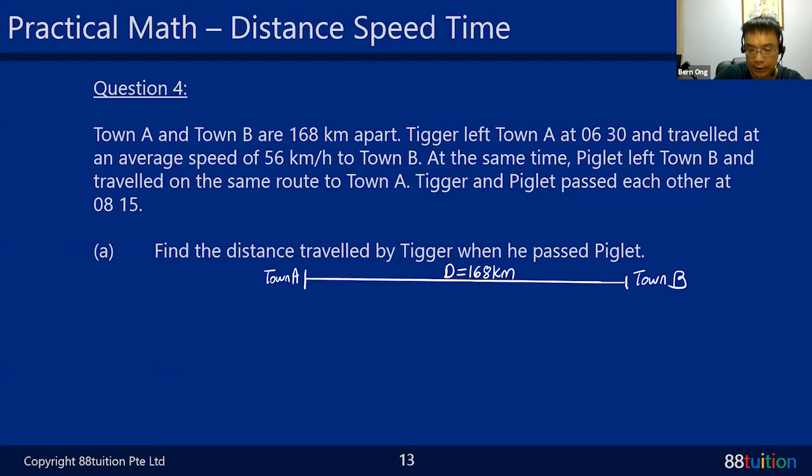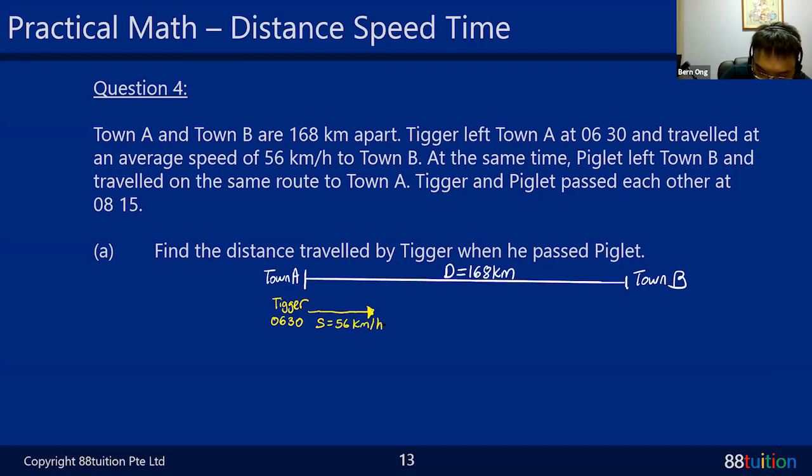Tiger, which is another boy, left town A at 6:30. Let me draw with orange, with yellow. I can't draw a tiger, all right? So Tiger, at 6:30 a.m., left town A for town B. So this is the story. Let me take a look at more clues. Tiger travels at an average speed of 56 kilometers per hour.